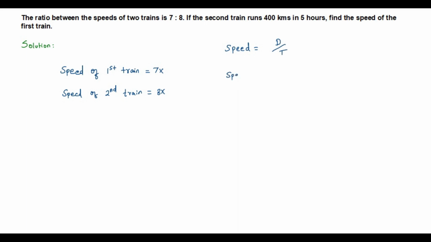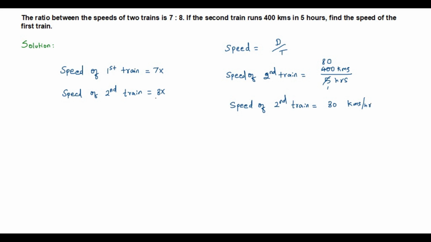So speed of the second train is equal to distance 400 kilometers divided by time 5 hours. Okay, let's simplify 400 by 5. 5 goes into 5 1 time, 5 goes into 40 8 times, there is 0. So speed of second train is 80 kilometers per hour.